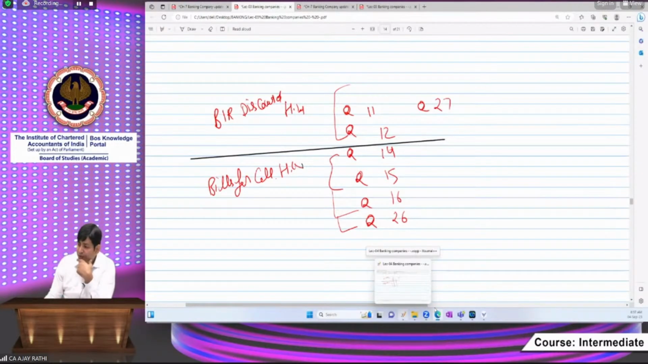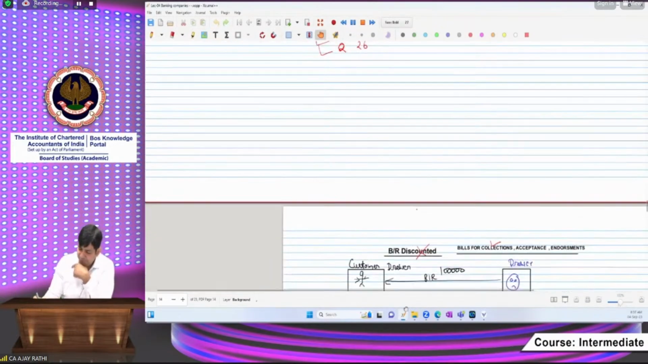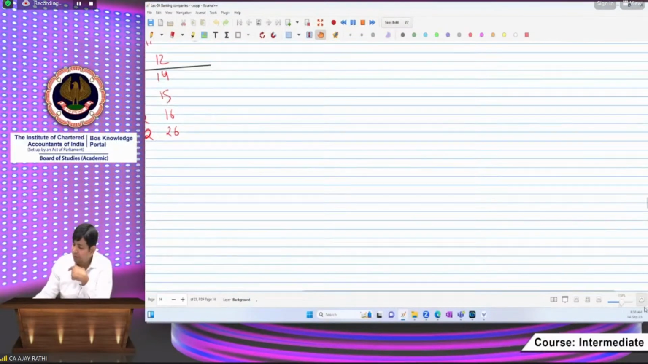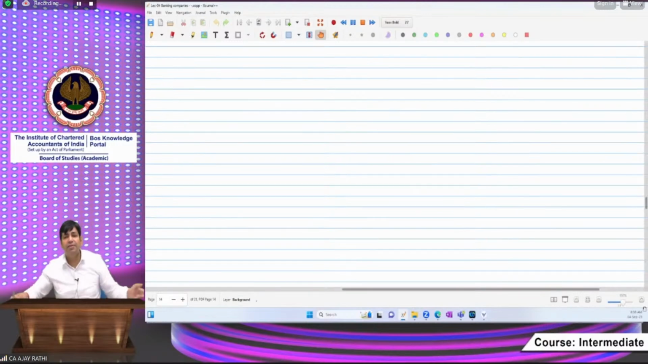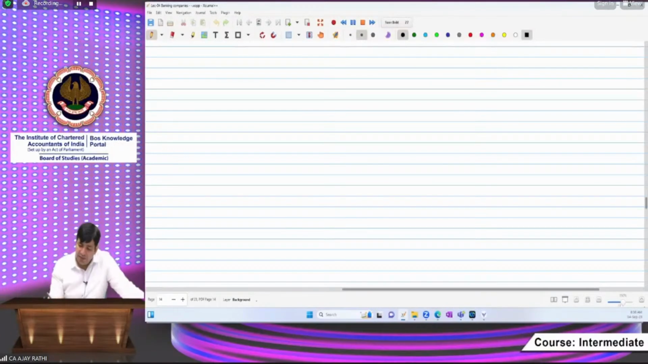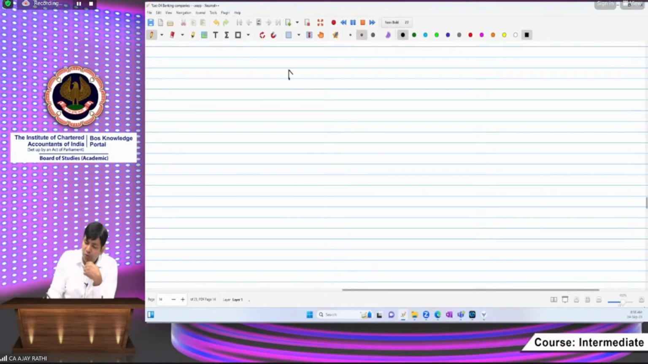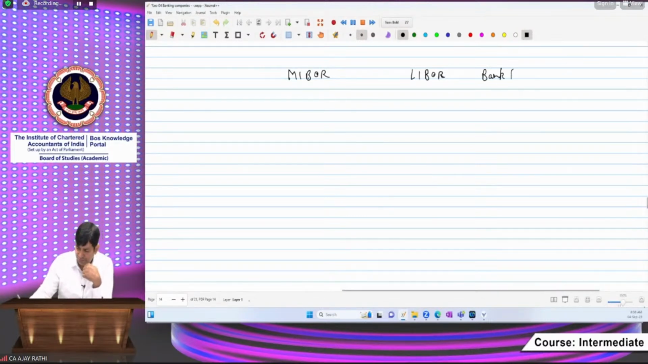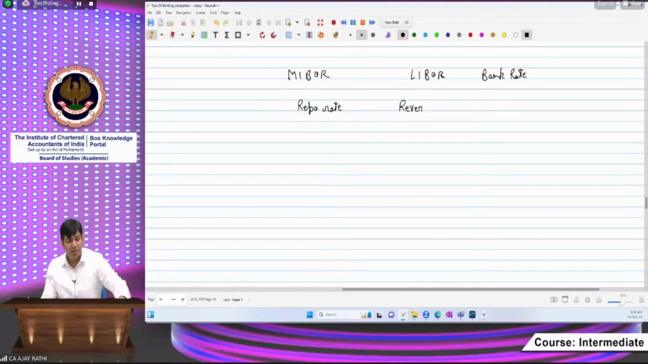Before moving to the next topic, I want to discuss one more thing with you all. That is repo rate, reverse repo rate, bank rate. Some theoretical portion is there that is a must for us. Beta, see. What do you mean by MIBOR? Please note it down: MIBOR, bank rate, repo rate, and reverse repo rate. These are some theoretical portions that must be known to everyone, especially to all of you chartered accountants.